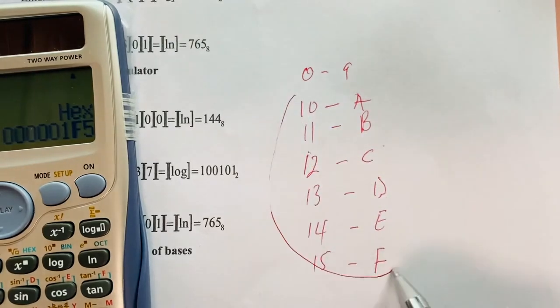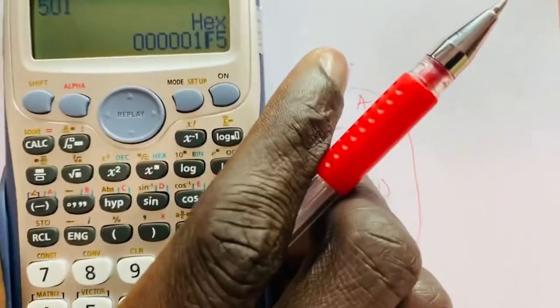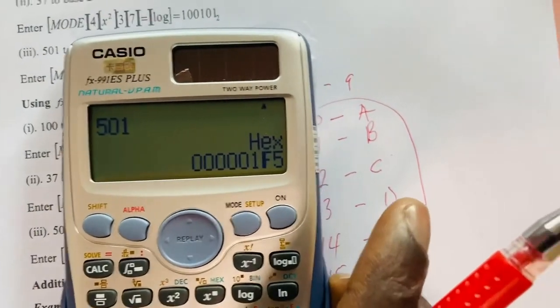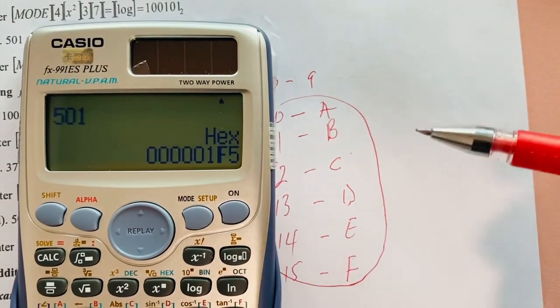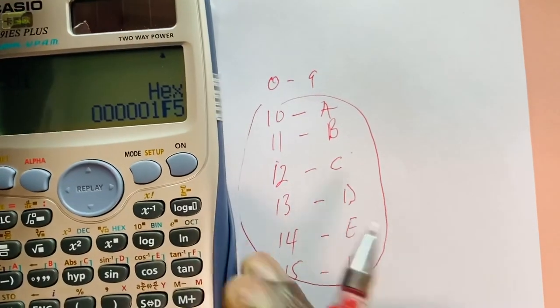Now this is how it works. On our calculator, we have 1F5. Let's understand that in base 16, we can reach 16. So within the range of base 16, these are the values we have: A, B, C, D, E, F. A gives you 10, B is 11, C is 12, D is 13, E is 14, and 15 is F.